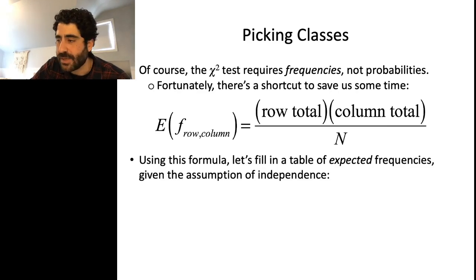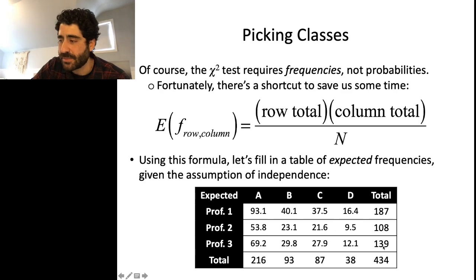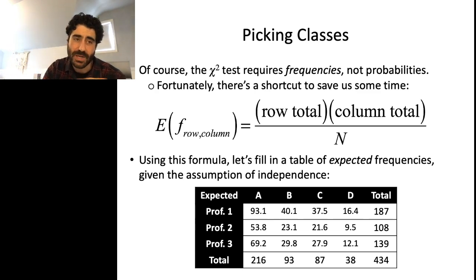So what we can do here is that if we have the total number of students in each class and the total in each grade, we can then fill in the center part of this table under the assumption that this null hypothesis is true, right? So to get this 91.3, what we're doing is 187 times 216 divided by 434. We're just using this stuff at the edge of the table, this bottom row and this last column that are the totals, to try to predict the stuff in the actual interesting meat of the table.